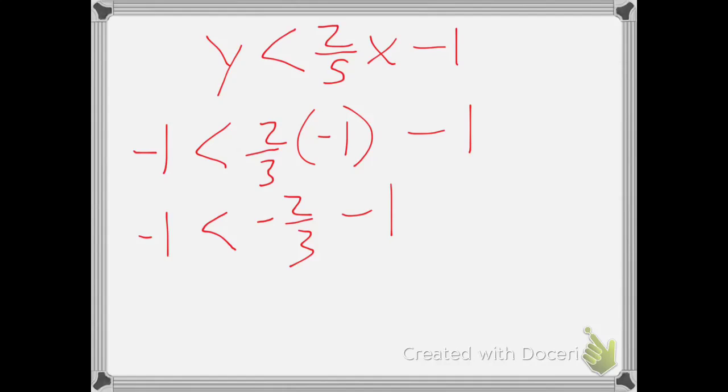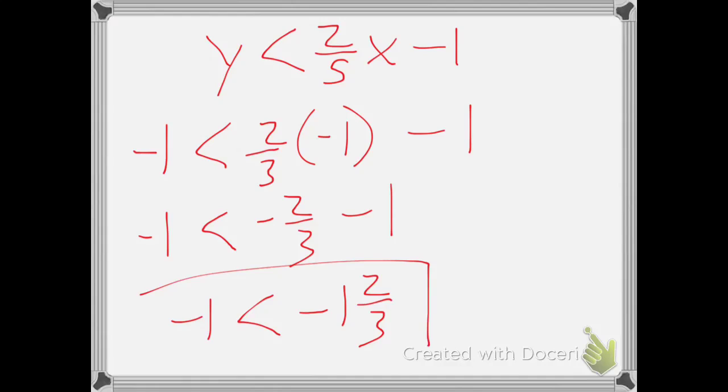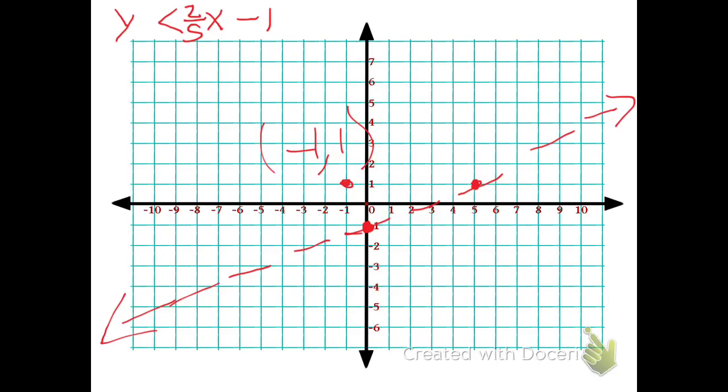Well, -2/3 minus 1 is, in fact, -1 2/3. Okay? Is this statement true? Is -1 less than -1 2/3? The answer to that is no. Okay, so you need to go to your graph, and this side that has that point is not going to be shaded. So this side, this upper left side, will not get the shading. It's the down right side that gets the shading.